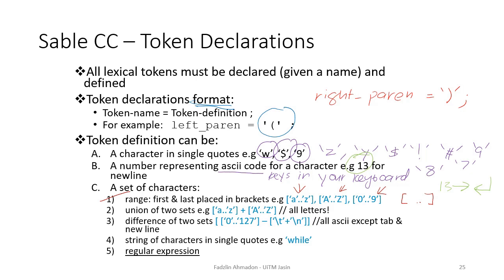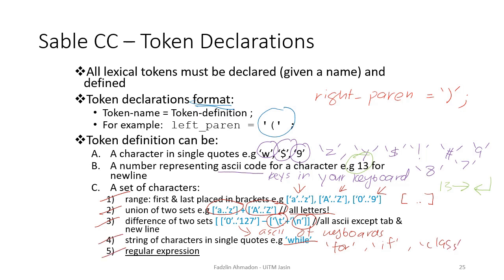Token definition can also be a union of two sets. So if you look here, you union these two ranges, what you get is all letters regardless of whether they are capital or lowercase. Next, it can also be a difference of two sets, so from 0 up until 127, which corresponds to the ASCII of your keyboard, and you minus them with tab and new line. So this is all ASCII except tab and new line. It can also be a string of characters in single quotes, for example, while. If you want to define keywords, you might want to use something like this inside single quotes: while, for, if, class. So this is a string of characters in single quotes.